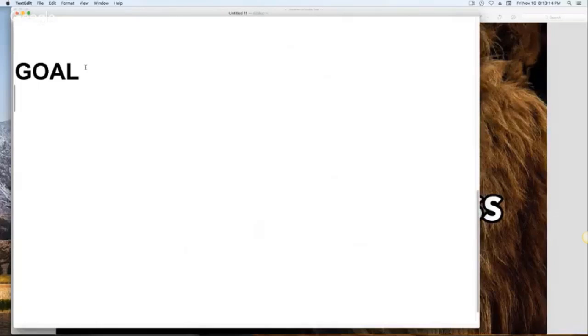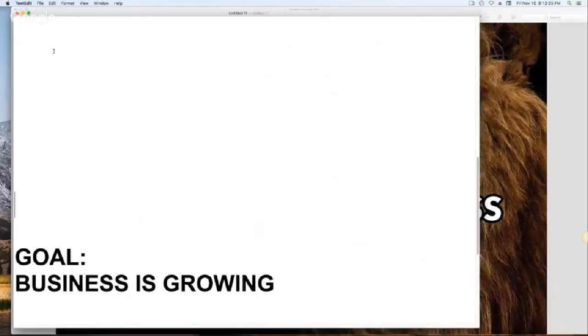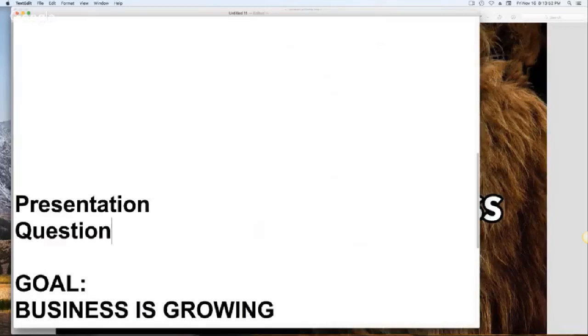So if we have the goal at the end, business is growing, we work backwards. Well, what would have to happen before somebody joins our business? Before somebody actually enrolls, what has to happen? Well, they're probably going to have to get some data. They're probably going to have to see some kind of a presentation, yes? Maybe after the presentation, they'll have some questions.